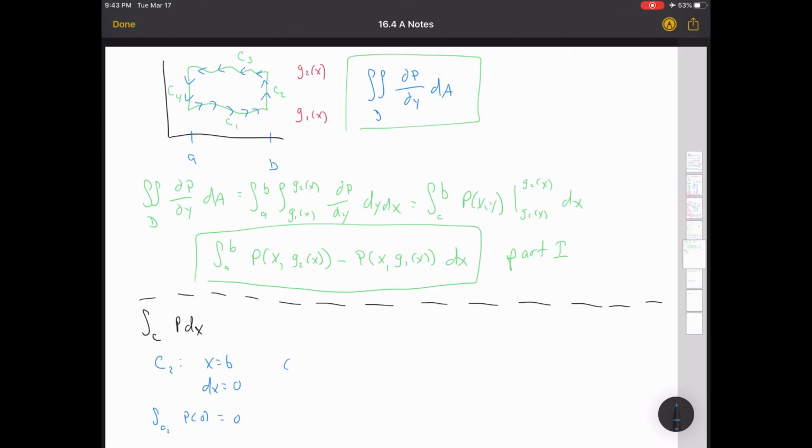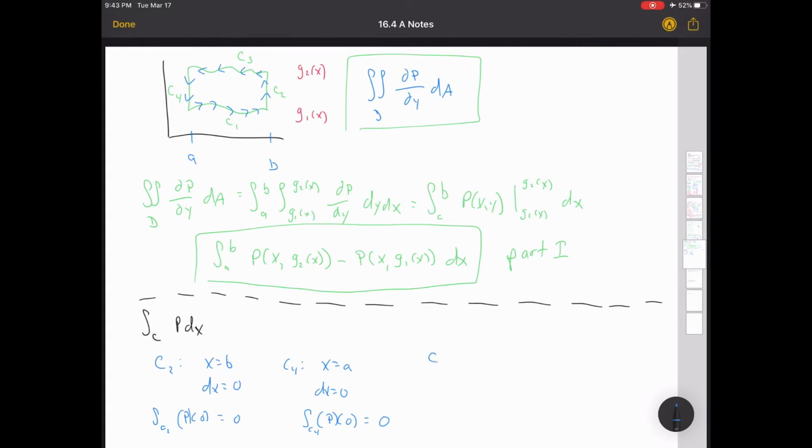If we do C4, very similarly, that's going to be that vertical line where x is equal to a, so dx is then also equal to 0. So the line integral over C4 of P times 0, let's write it like this so we know it's P times 0, not P of 0. That's also going to equal 0. So now the ones that we really have to concern ourselves with are C1 and C3.